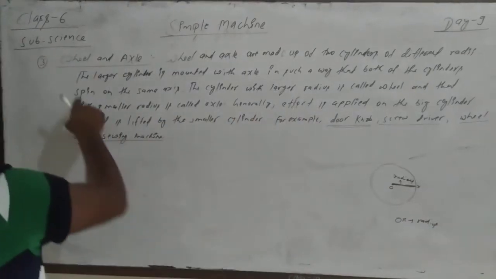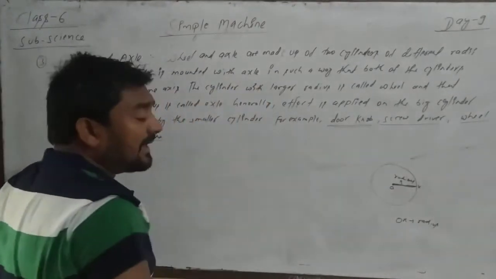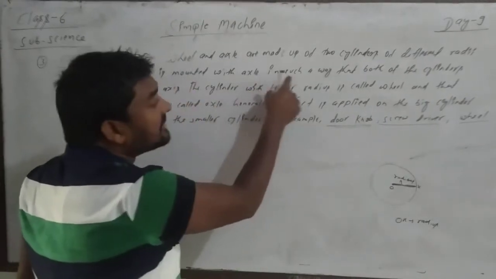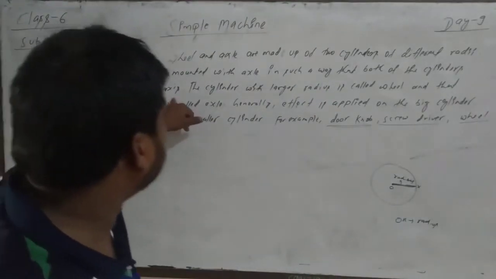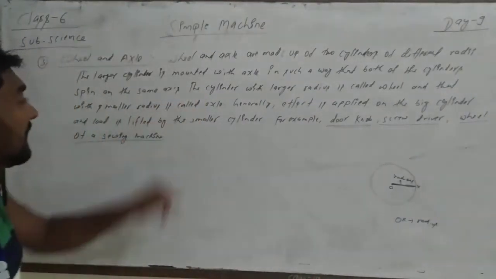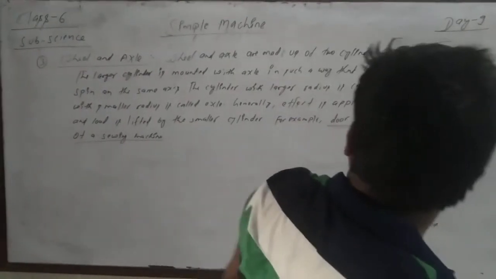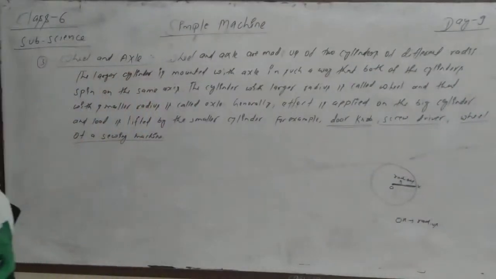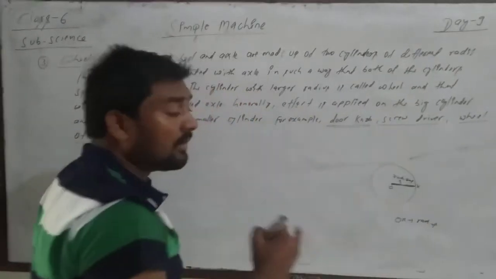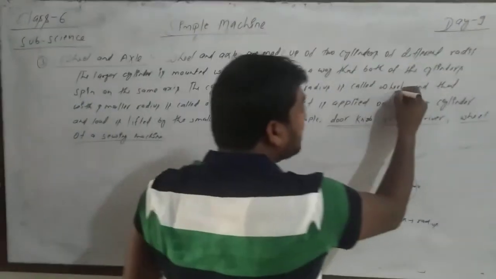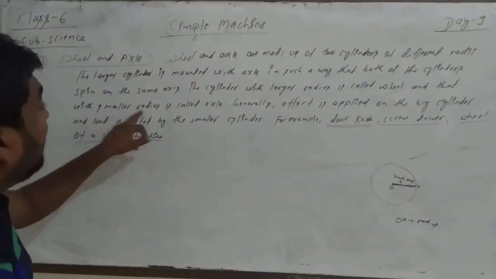The larger cylinder is mounted with axle in such a way that both cylinders spin on the same axis. Okay? Both cylinders spin on the same axis. The cylinder with larger radius is called wheel. And that with the smaller radius is called axle.